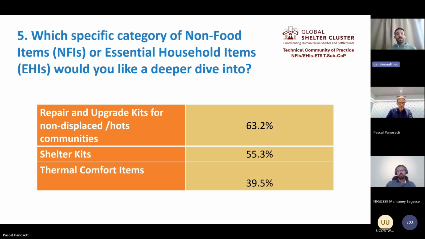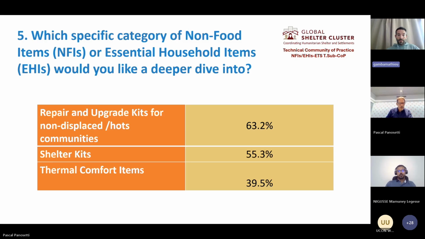The fifth question, where you need the most details related to NFI and ESI, is about repair and upgrade kits for non-displaced and host communities at 63%, and then followed by shelter kits and thermal comfort items. We will discuss thermal comfort items with Nikolai, who is going to present the UNHCR response in Ukraine. So this is going to be interesting.